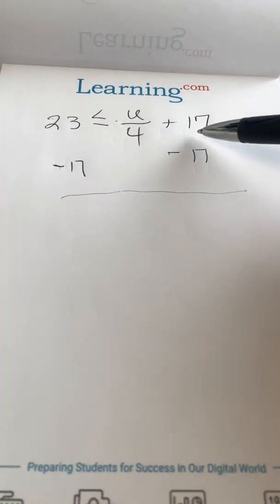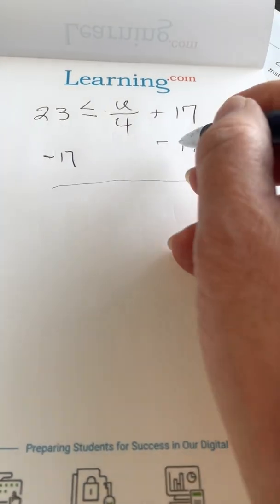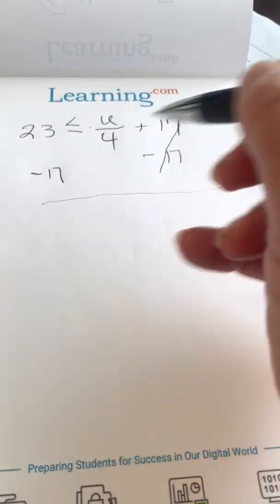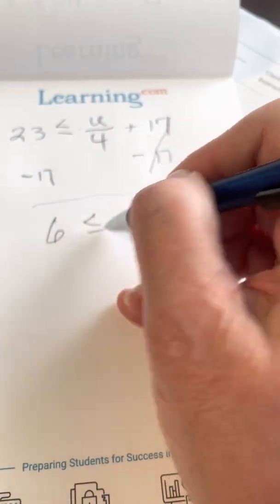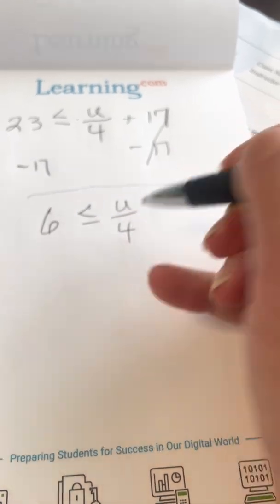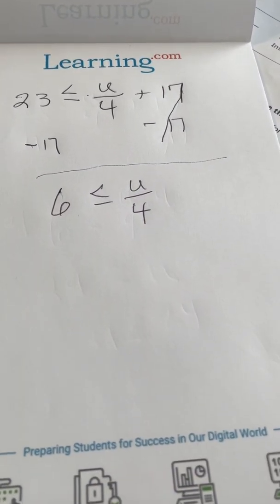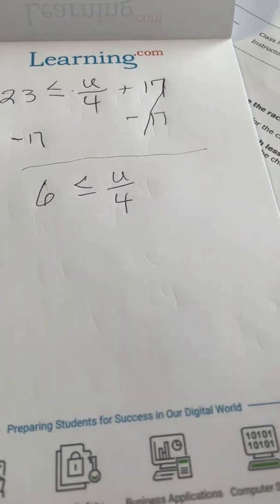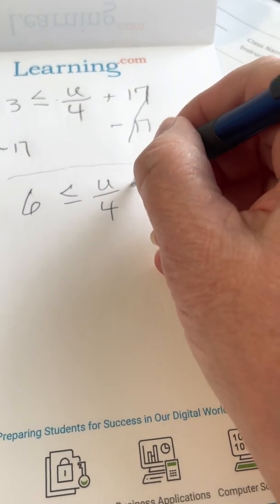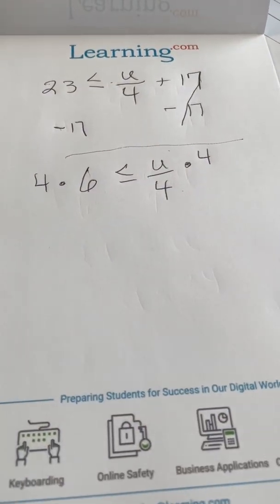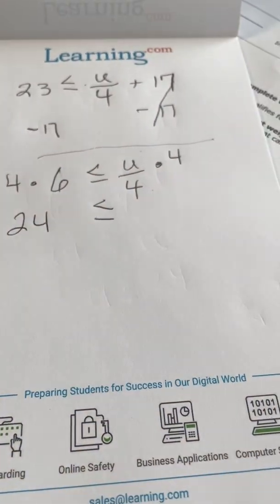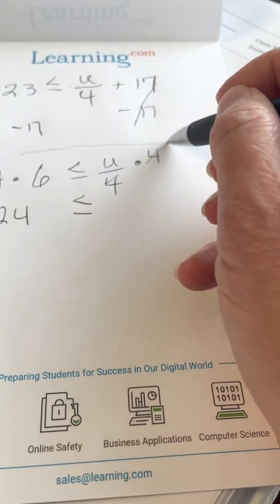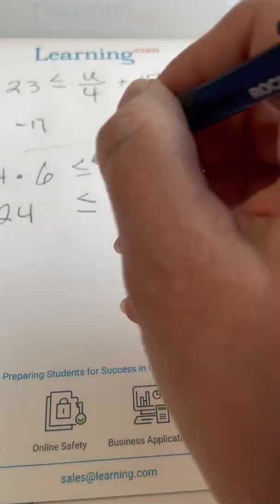Okay, so now plus 17 minus 17 cancels out. And 23 take away 17 is 6 is less than u over 4. Okay, so now we're going to try to get the u by itself. So since it's divided by 4, we will multiply by 4 and multiply by 4 on the other side. So now on the left we have 24. We keep the sign the same, and then when we multiply, the 4's cancel, and we have a u.